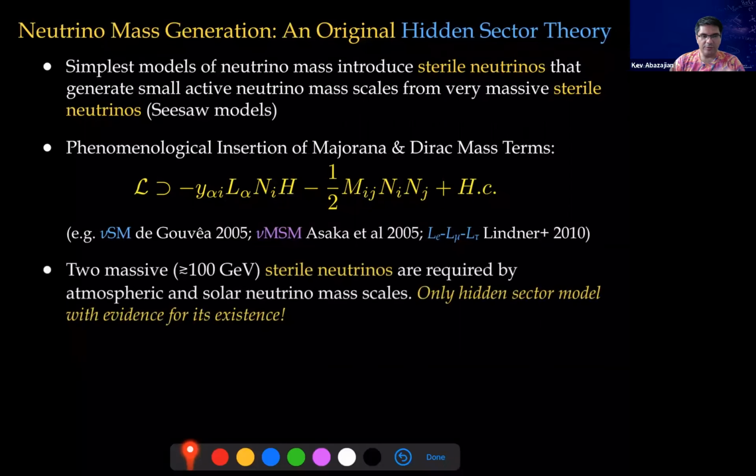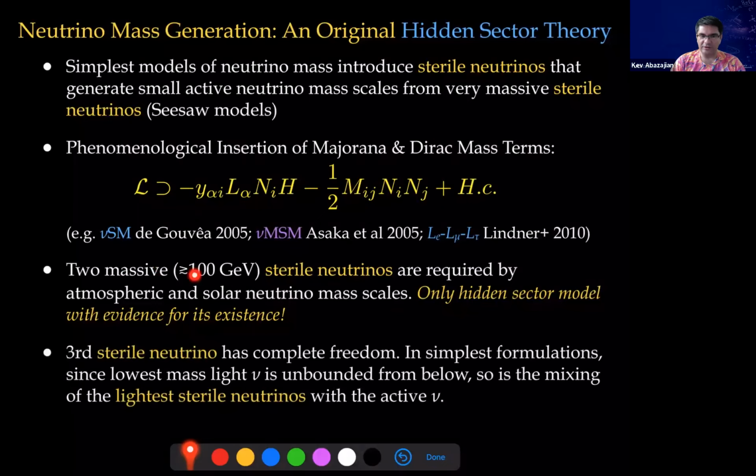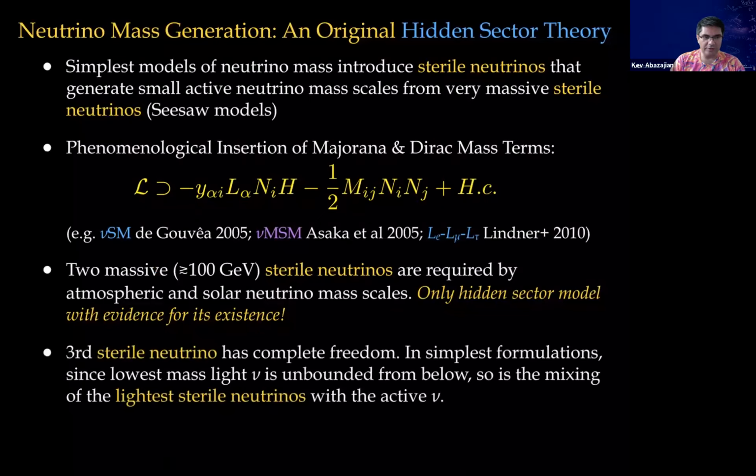And basically you put in two massive sterile neutrinos required by the solar and atmospheric mass scales. And I would argue this is the only hidden sector model with evidence for its existence, because you have to have neutrino mass generated in some way. And since you have two massive neutrinos, you could push this down to even a few GeV. If you have two massive neutrinos, what are you going to do with the third?